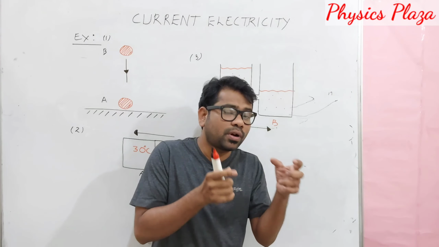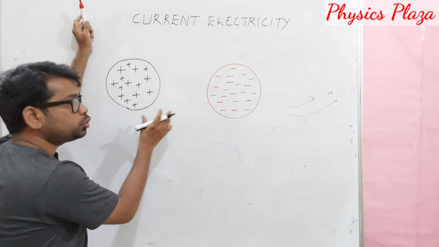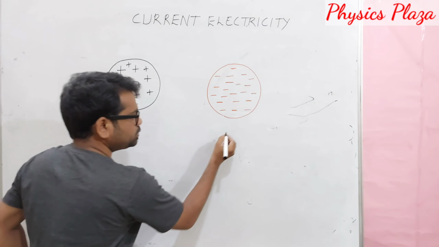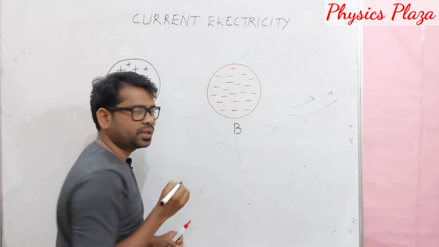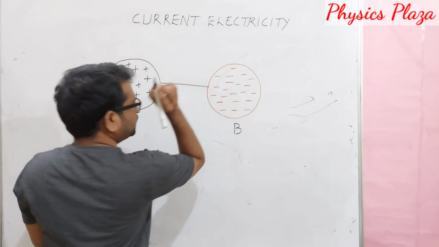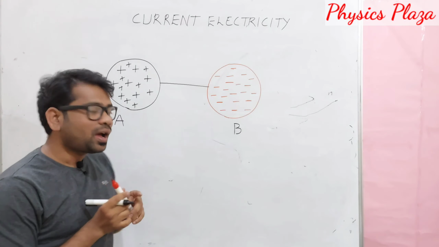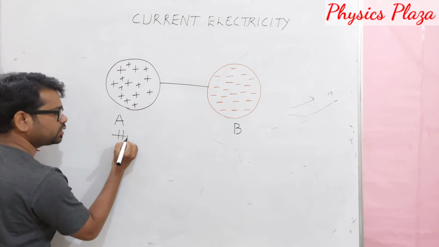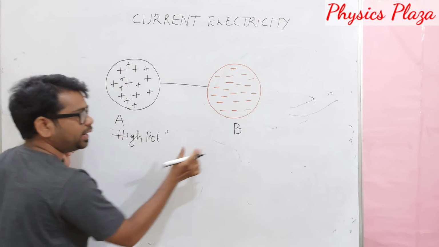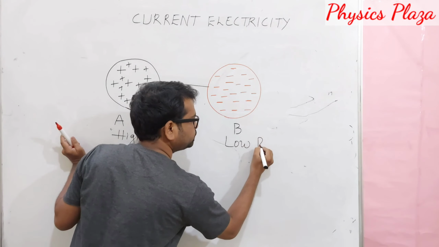What is the direction of current? What is the direction of electrons? Let us see once. Look at here. Here two charged bodies are there. Let us say it is a body A, positively charged one, and here is body B, negatively charged one. If these two charged bodies are connected with one conductor, let us say, connect the conductor. The positively charged body is said to be at a high potential, whereas the negatively charged body is said to be at a low potential.